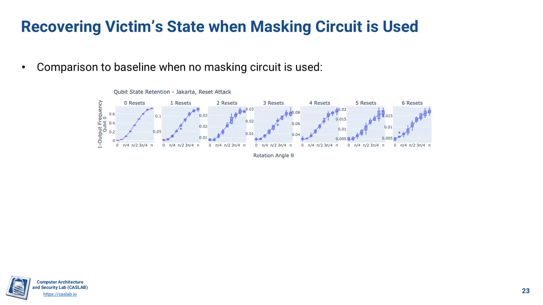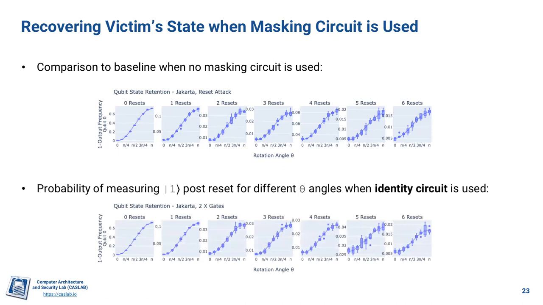In this demonstration, when no masking circuit is used, you get this similar graph, where the attacker can correlate the measurement to the state of the qubit before the reset. And the bottom one is the same as the top one, but now there's an identity circuit between the reset and the measurement. You can see that after some noise, it looks very similar.